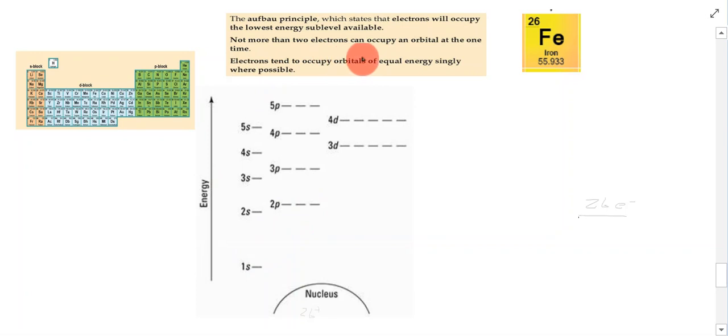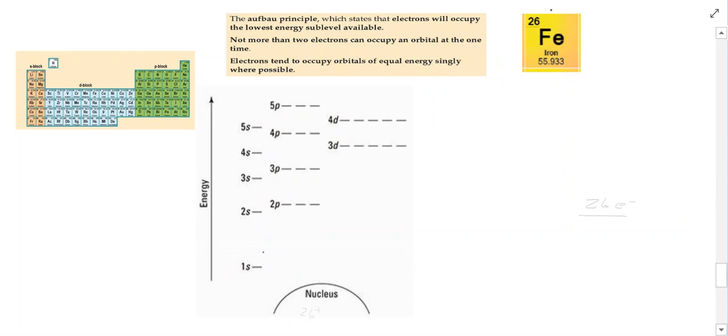And electrons tend to occupy orbitals of equal energy singly where possible. What that means is, for example, when the 2p suborbital is being filled, 1 electron will go into each one first, and then if there are any left over, they'll double up in each one. They fill these energy levels singly before they start to double up. With that said, first we'll arrange the electrons within each of these orbitals, and then we'll write out the electronic configuration for iron.